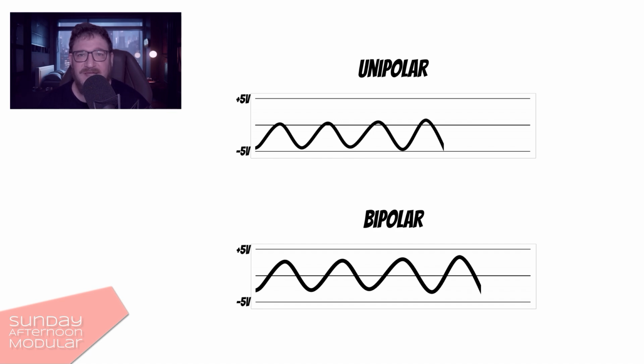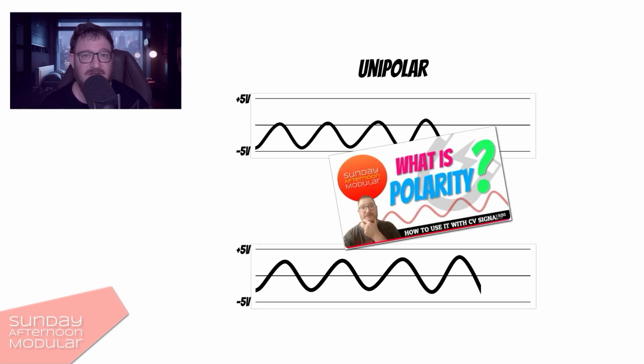This is, by the way, what unipolar and bipolar means. Unipolar means that it uses only one range, for instance the positive volt range. And bipolar means that it uses both, so the plus and the minus range. If you're interested, I made a video about this. It's linked in the video description.